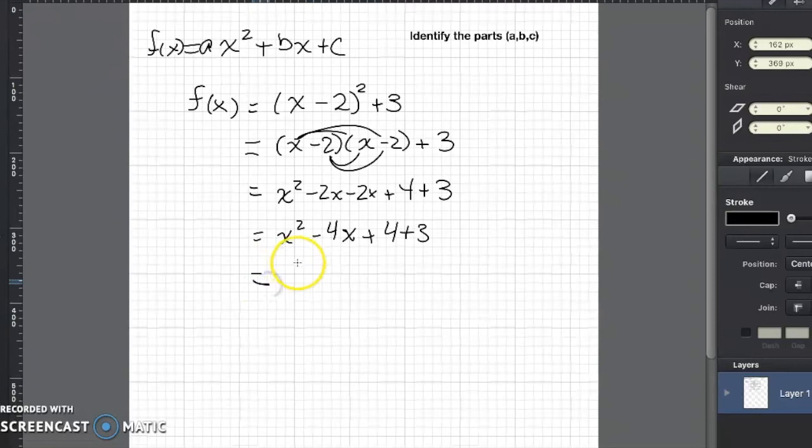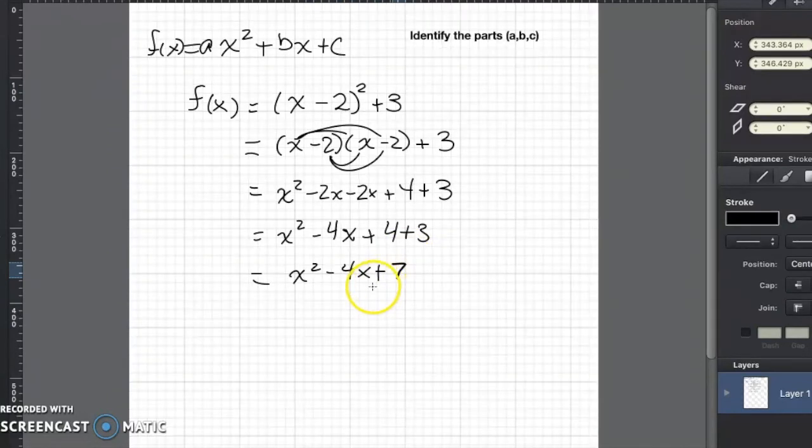So let's see here. We have an x squared, and we need to simplify this last expression here. So that's going to give me an x squared minus 4x plus 7, and that'll do it.